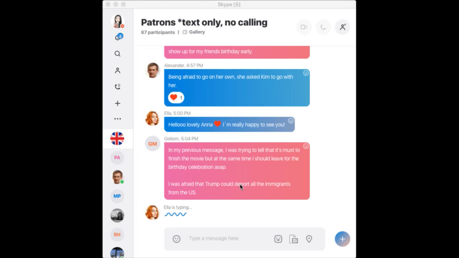I was afraid that Trump would... I would use would instead of could. I was afraid that Trump would deport all the immigrants from the US. Okay, and that works better.